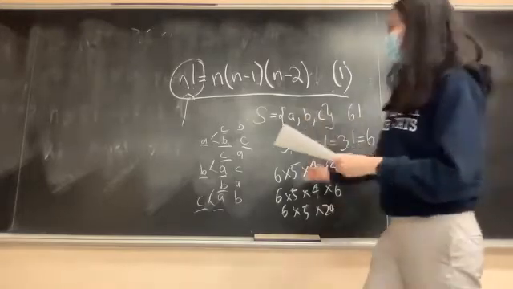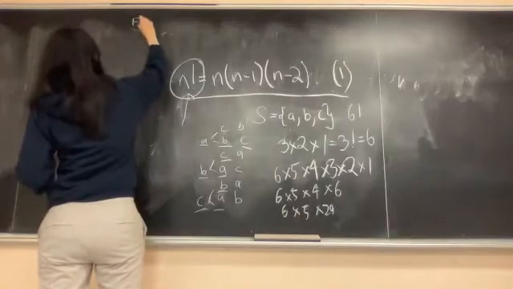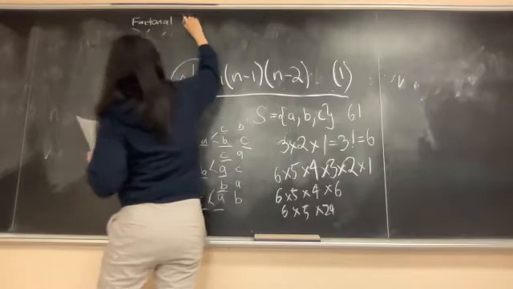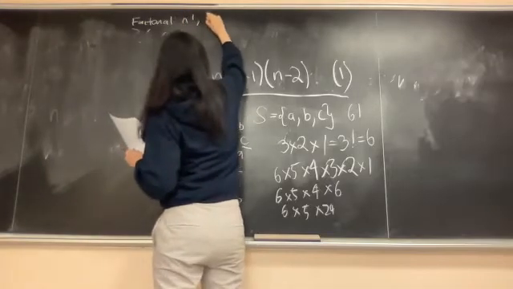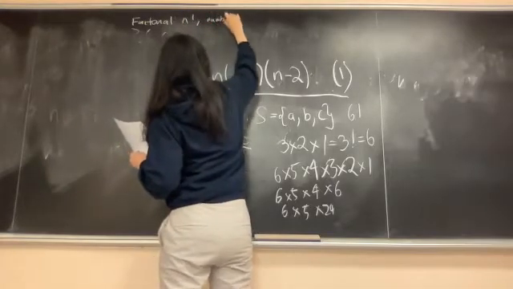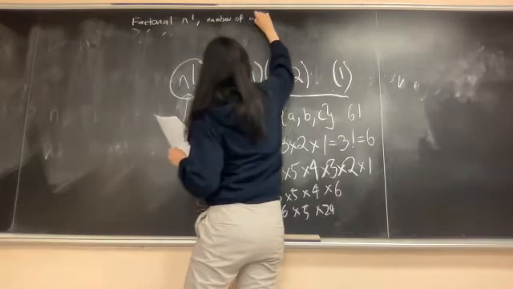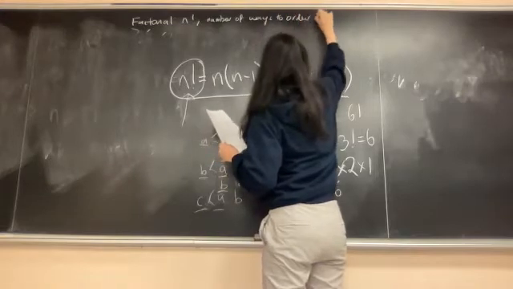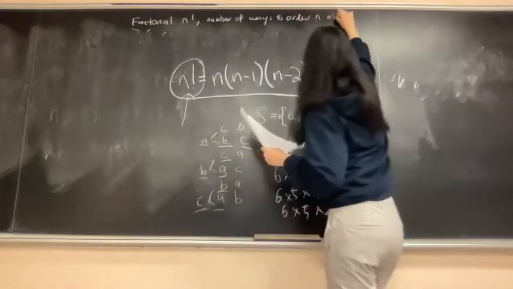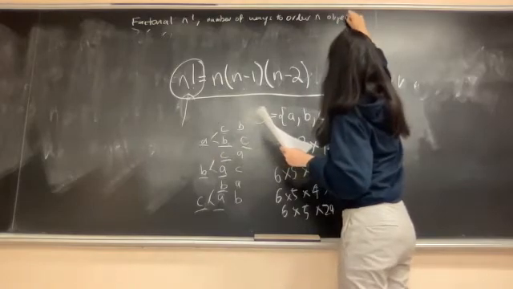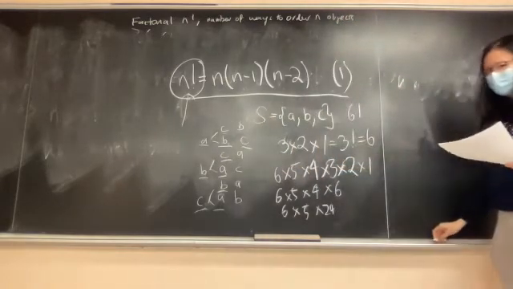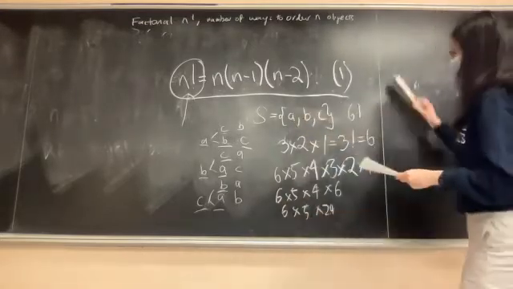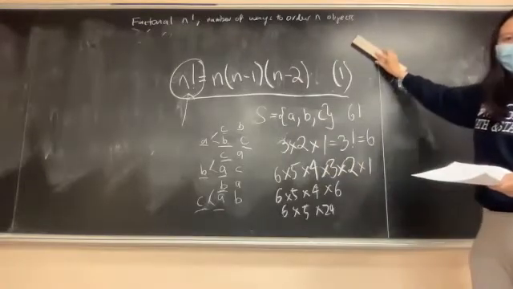So this is factorial. So I'm just going to write the top factorial. And so number of ways to order n objects. So that's what factorial means. And so now we'll be moving on to what's a permutation. So I'll erase this if all okay.